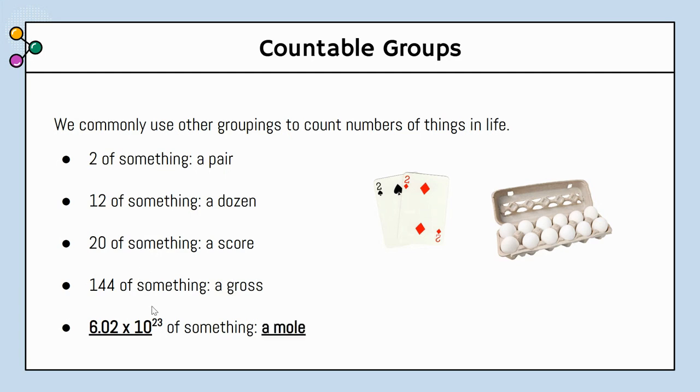And a mole is the same. 6.02 times 10 to the 23 of anything is a mole. You could have a mole of playing cards. You could have a mole of eggs. A mole is just 6.02 times 10 to the 23 of something that you can count.